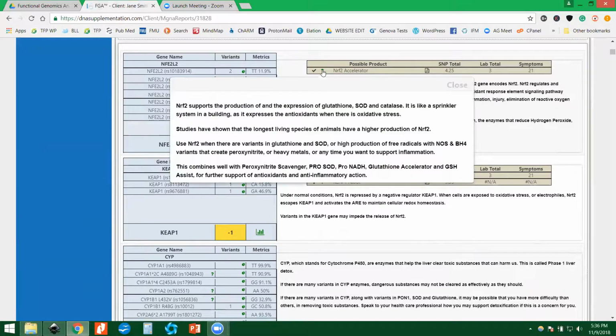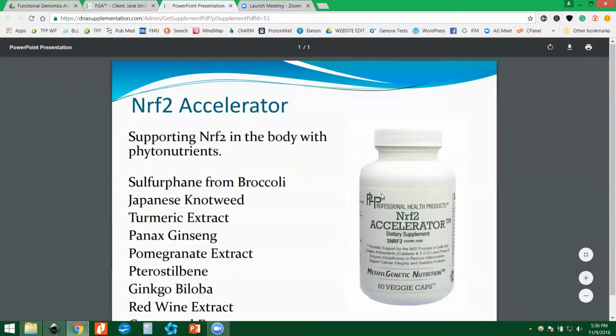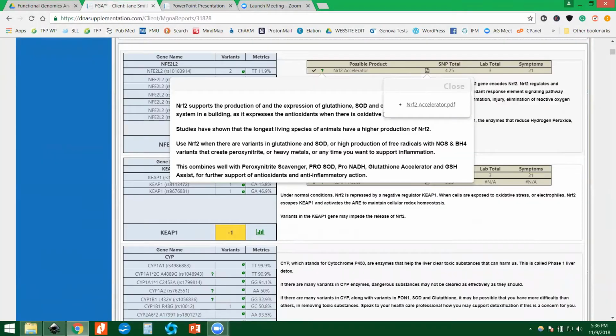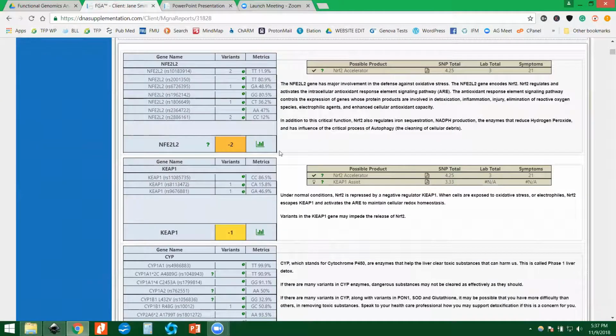If you click on this question mark, it tells you a little more about NRF2, glutathione, SOD, catalase, all of that. And if you click on the PDF, it tells you about their product, that they would say this is potentially something that could help. Each of those pathways is not saying you need to go order all of these, but it lets you know these are some things to consider.